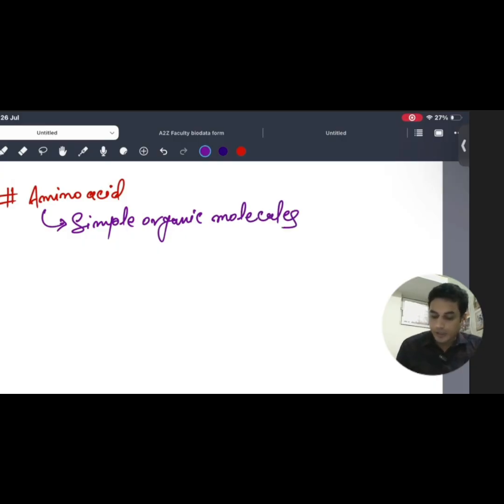Amino acid is a monomer. You can say amino acid is a monomer of protein. Primary structure, secondary structure, tertiary structure: amino acid is the monomer of protein.